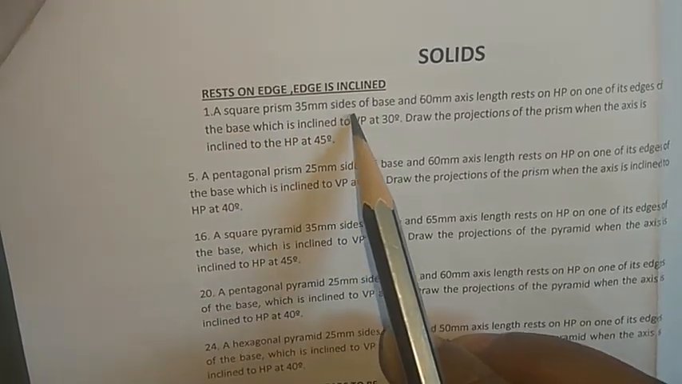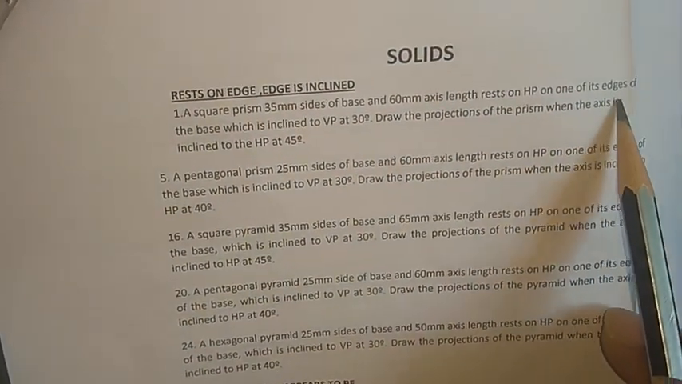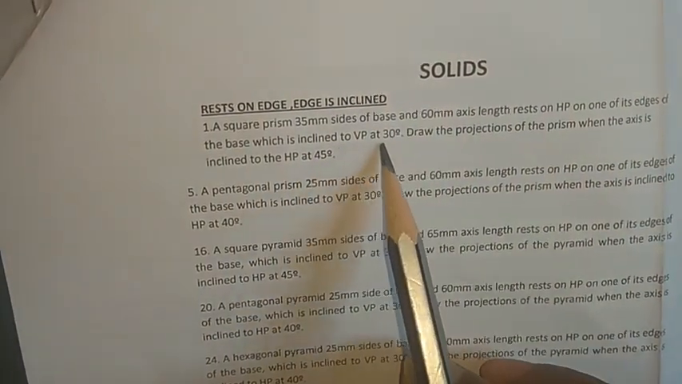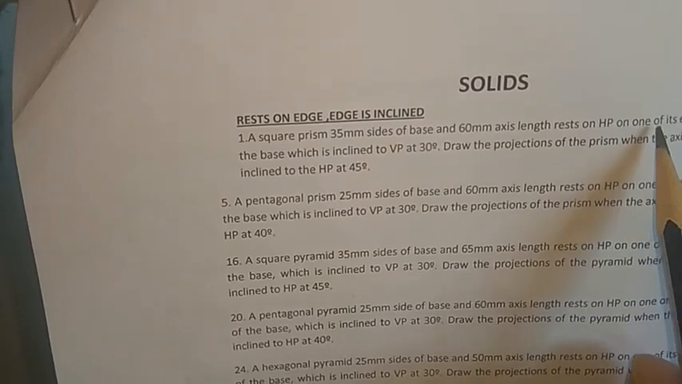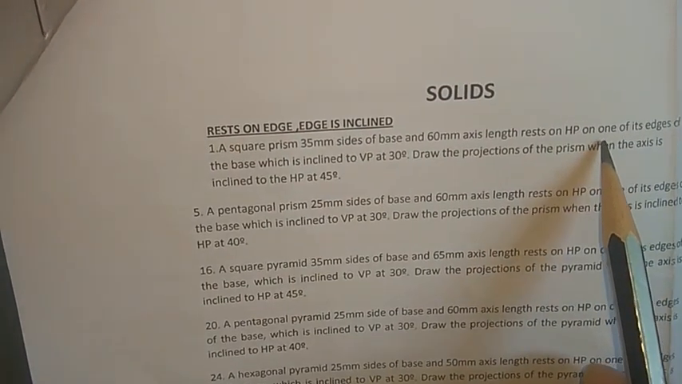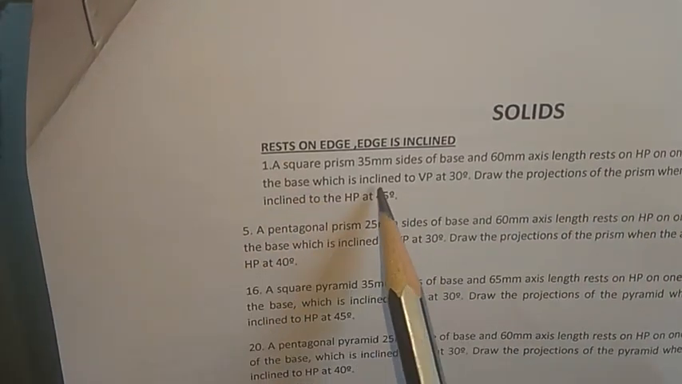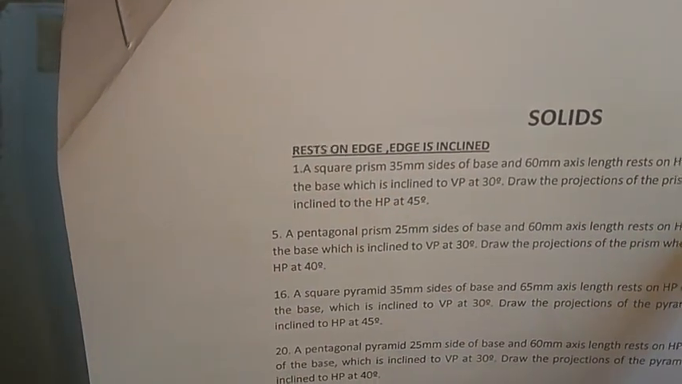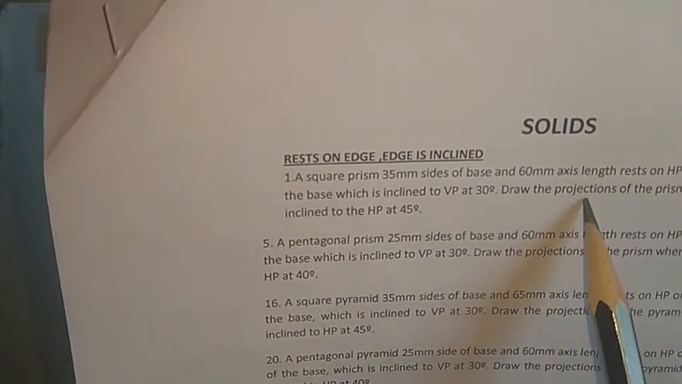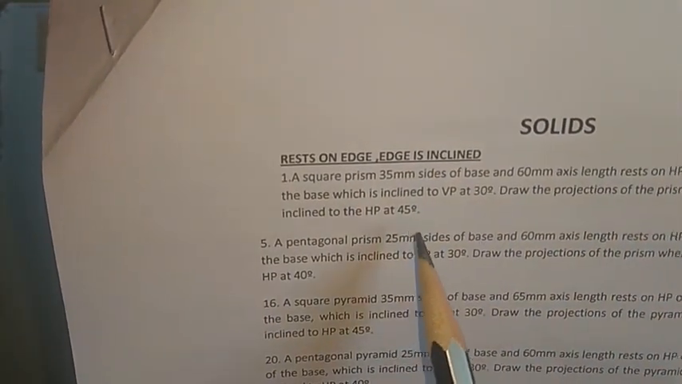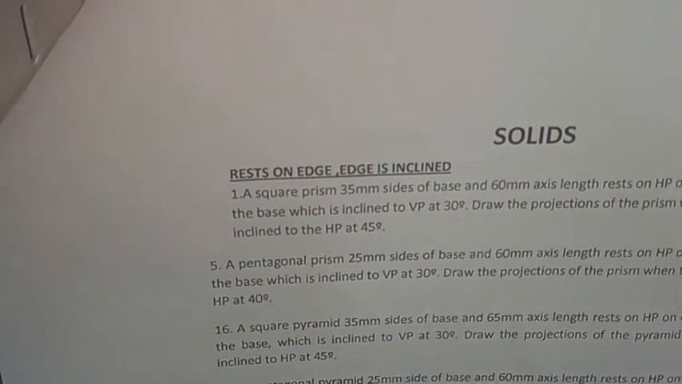A square prism, 35 mm side of base, 60 mm axis length, rests on one of its edges of the base, which is inclined to VP at 30 degree. So you need to be careful while reading the problem here. It rests on HP on one of its edges of the base, which is inclined, which means the resting edge is inclined at 30 degree to the VP. So draw the projection of the prism when the axis is inclined at 45 degree to the HP.